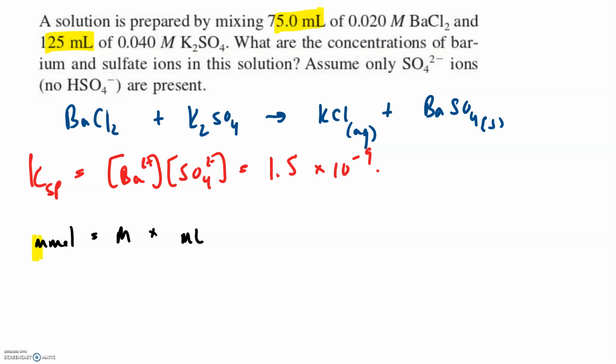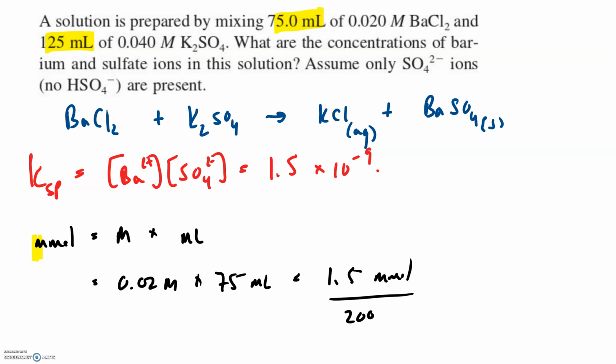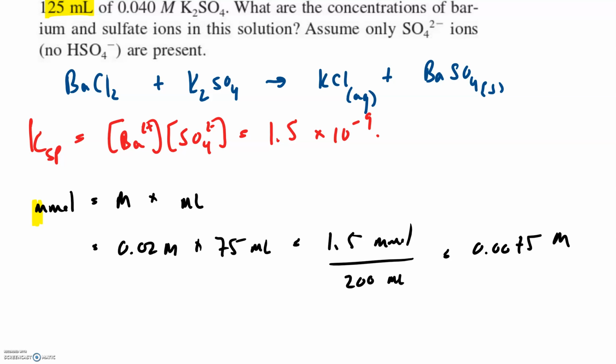And that means that for barium, since it's going to dissociate completely, we've got 0.02 molar times 75 mils. Boy, I'm going to need a calculator for this one. So 0.02 times 75 means we've got 1.5 millimoles of barium in what is now 200 milliliters. So this is 0.0075 molar.